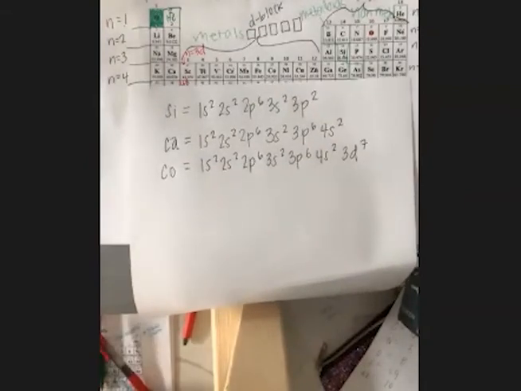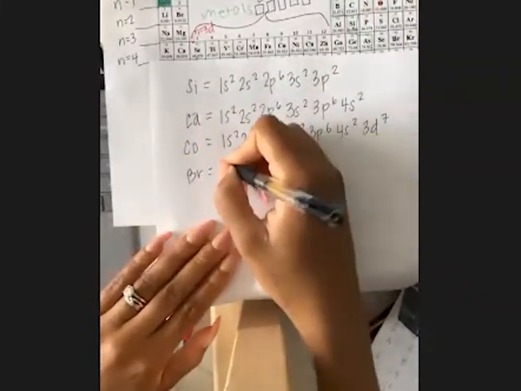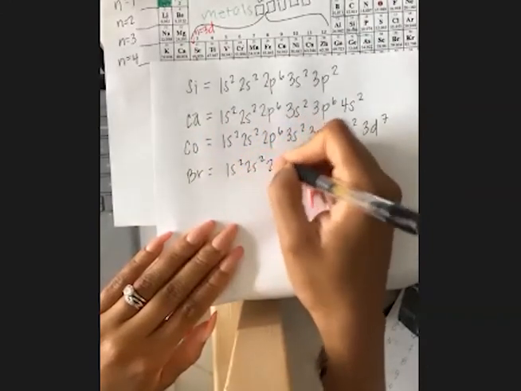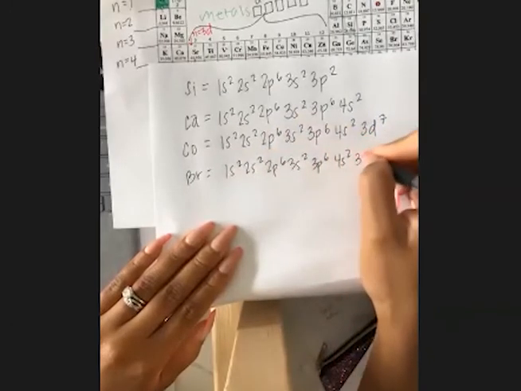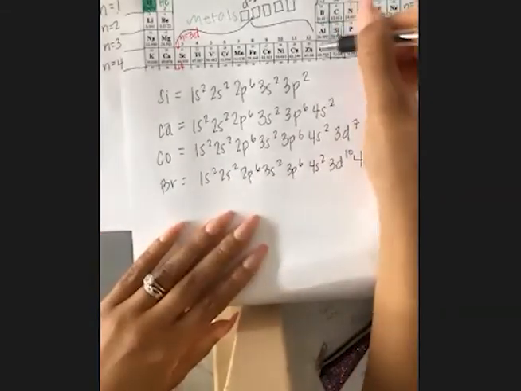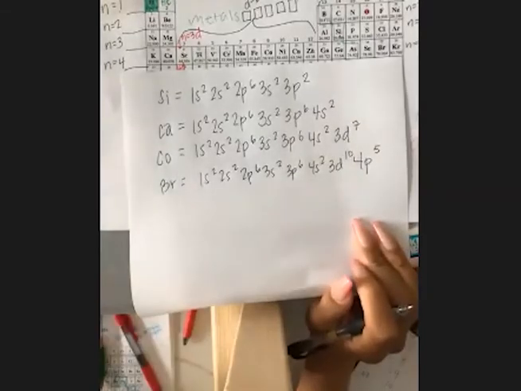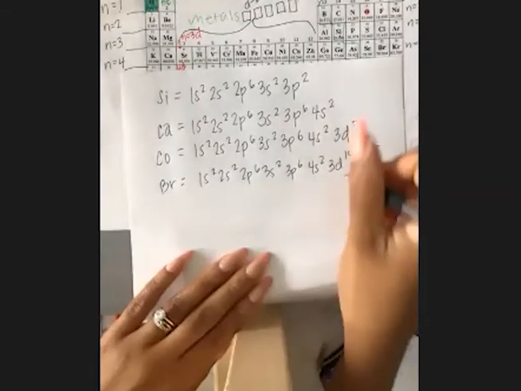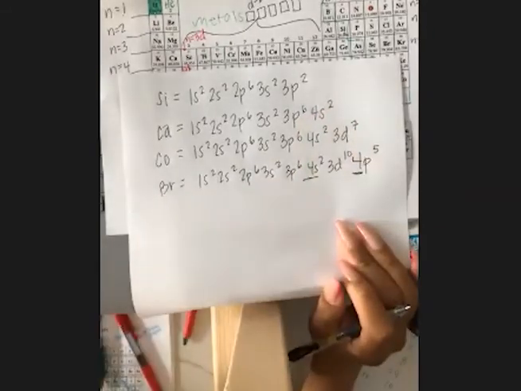Does that make sense? Let me quickly do one from bromine. If I do bromine, it's 1s2, 2s2, 2p6, 3s2, 3p6, 4s2, 3d10 now, and then I go back to 4p, and that's 1, 2, 3, 4, 5, 4p5. And the main thing I'm pointing out here is that you got to go back to 4 when you go back to the p's. The only one that's one behind is the d.